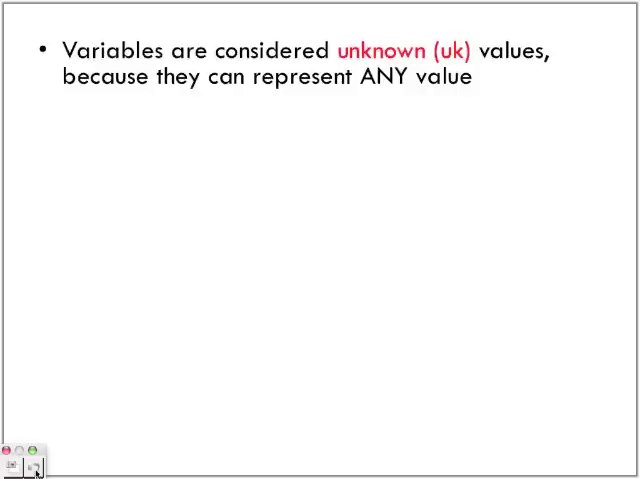Variables are considered unknown values, and we're going to use the letter U for that, and I'll show you guys that later on, because they can represent any value. Okay. So here are a few examples: 2x, 8y, and 4x to the power of 2. These can represent any number, right? Because 2x, this variable, can be any number we want it to be. But we don't know what the value is because we need to find what this value is in order to solve such a problem. So this is why we consider it an unknown, because this can be any number depending on what that x value is.